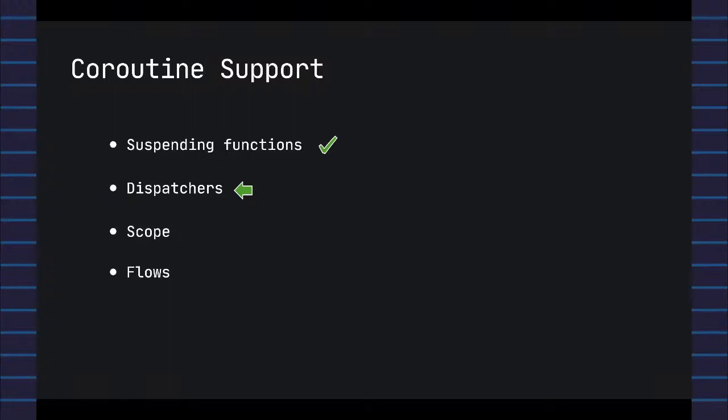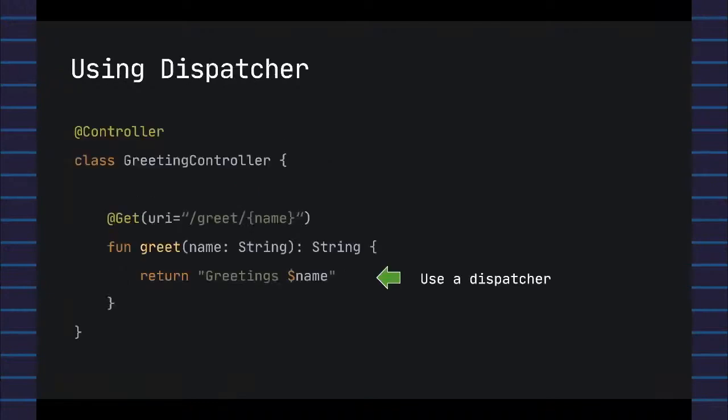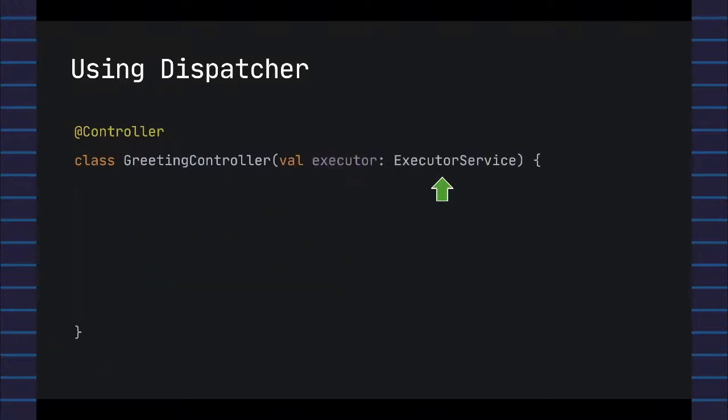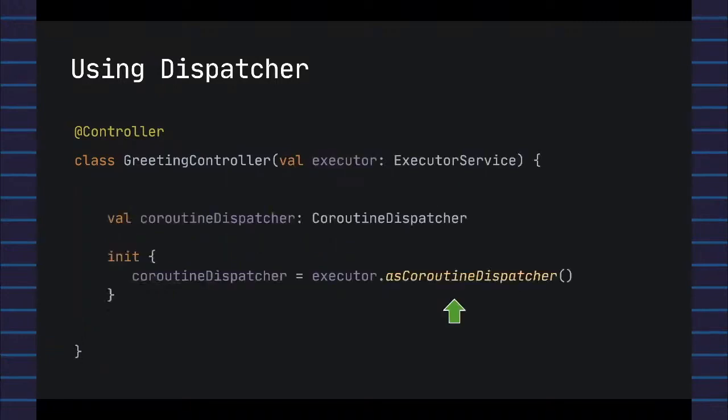The other thing is that you may have a scenario where you have a suspending method in your controller and you want to execute the logic in there in a separate dispatcher. How do you do that? What you could do is, in your method in your controller, inject an executor service like this, and then you could get a dispatcher from there.